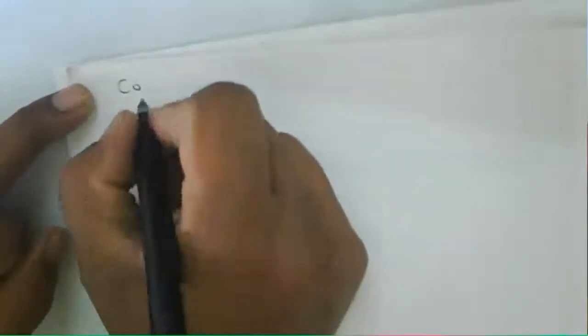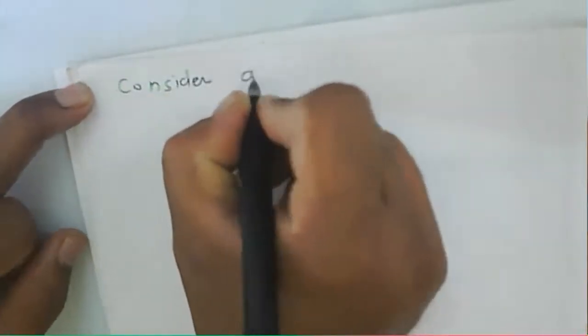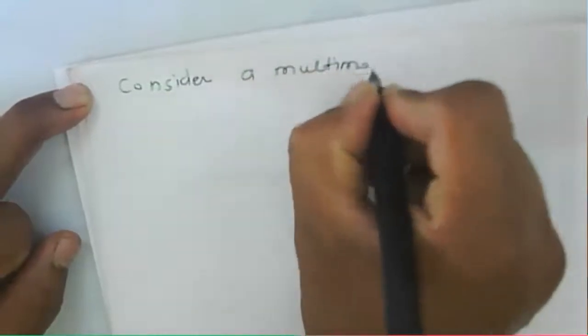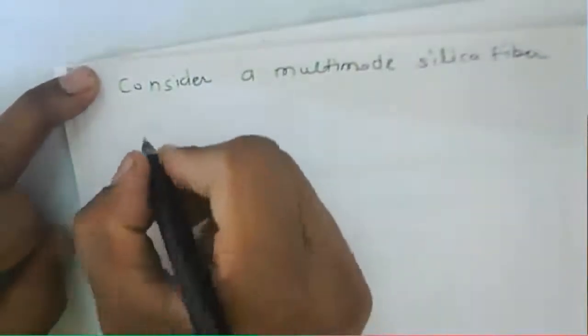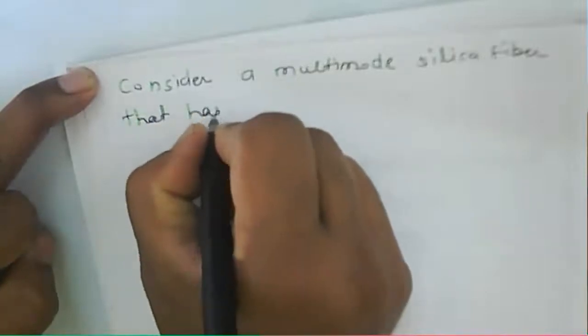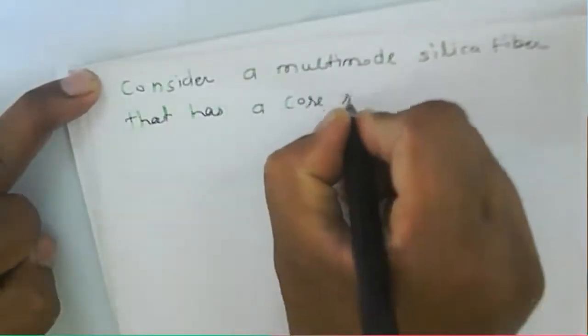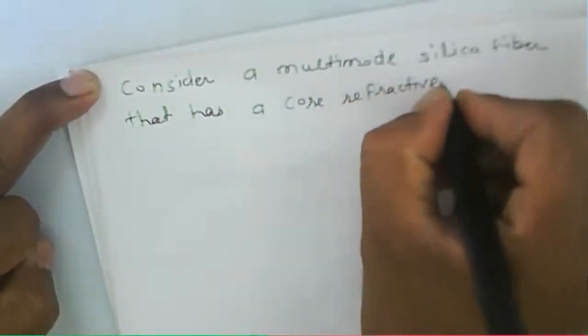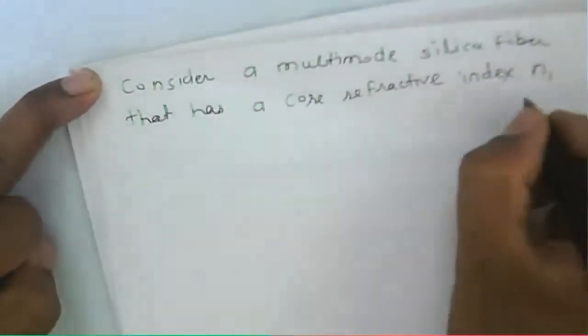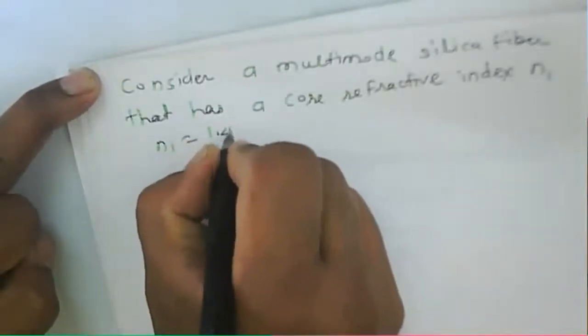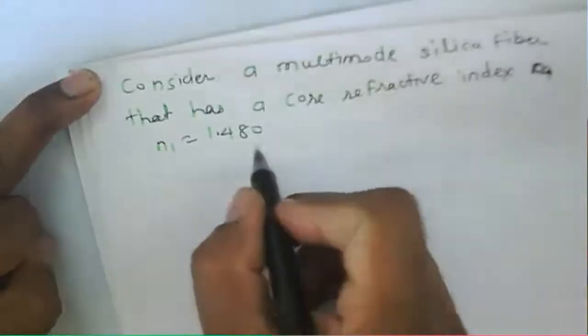Now next one, the next numerical. Consider a multimode silica fiber that has a core refractive index n1, where n1 is equal to 1.480, because I have written it directly here.